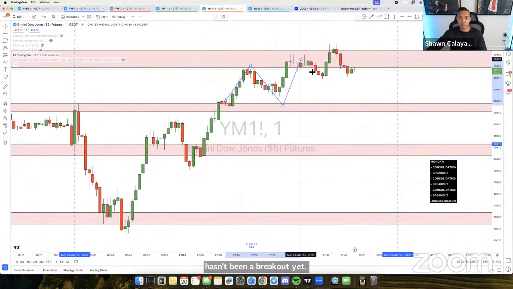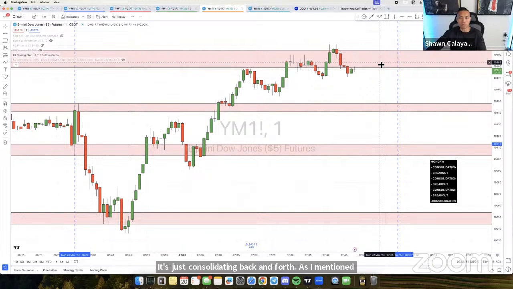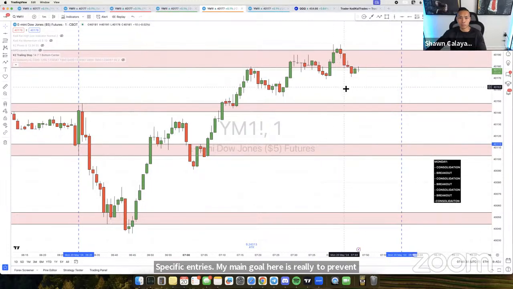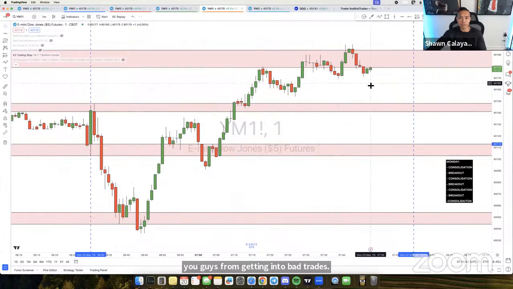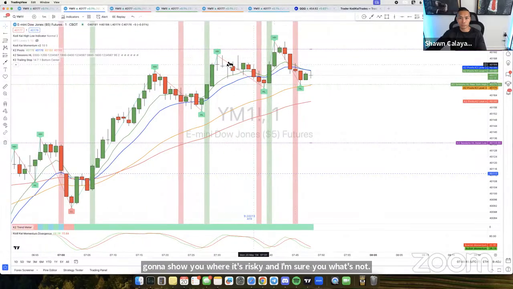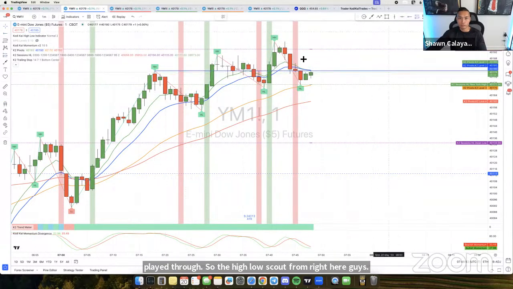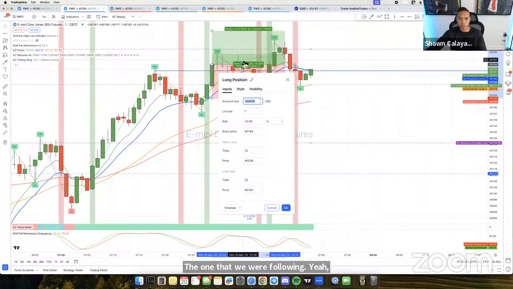As I mentioned before, my main goal here is not really to point out specific entries. My main goal is to prevent you guys from getting into bad trades, because that will help with your consistency, whether you're trading my strategy or not. I'm going to show you where it's risky and what's not. Looks like that high-low scalp from earlier actually played through. The one that we were following finally pushed up and hit its TP. It took a long time, but it did hit its TP.